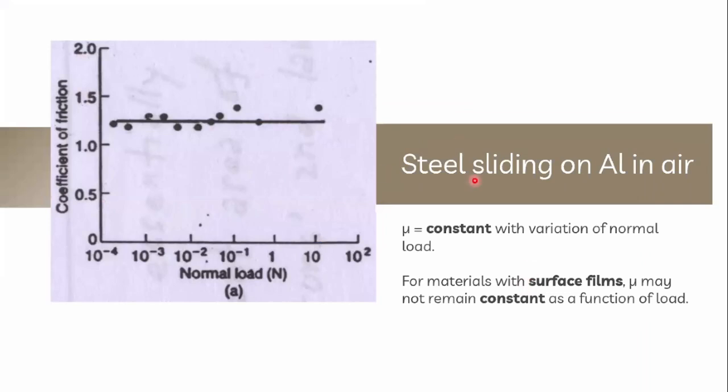Next is steel sliding on aluminum in air. See, the coefficient of friction is constant with variation of normal load. For materials with surface films, mu may not remain constant as a function of load.